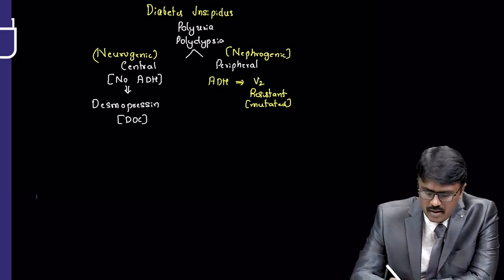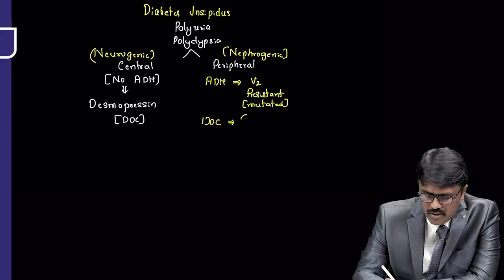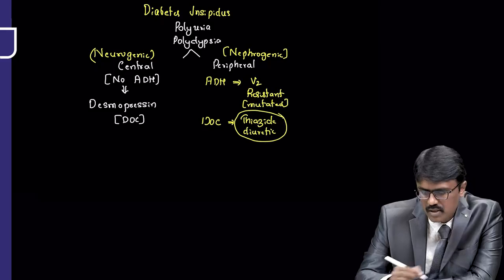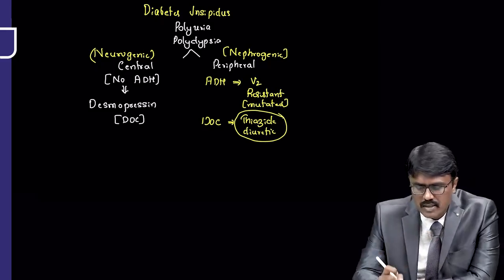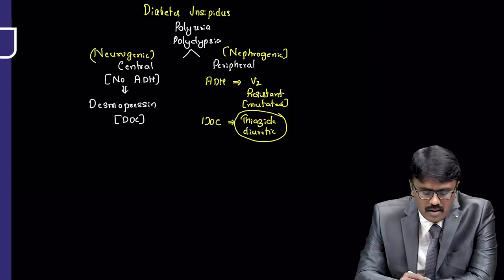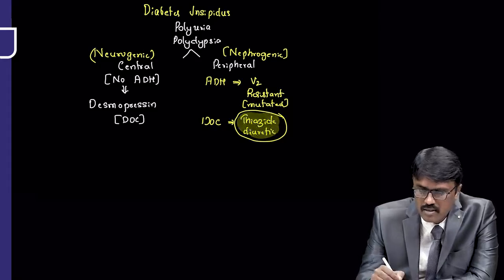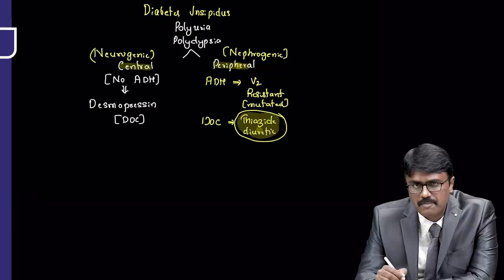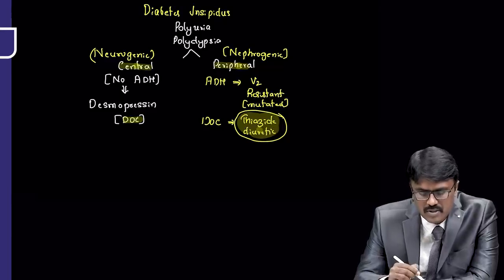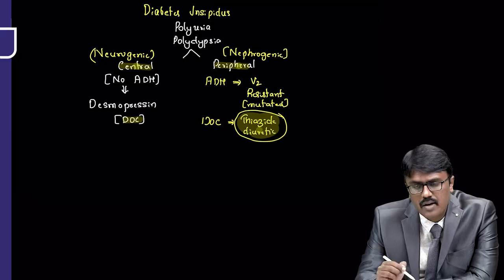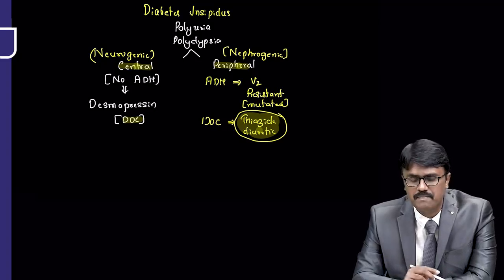So, for peripheral, the drug of choice is thiazide diuretics. Please keep this in your mind. Thiazide diuretics can be used in both peripheral and central, but for peripheral, the drug of choice is thiazide diuretic. For central, the drug of choice is desmopressin. Can I use desmopressin in peripheral? No, because desmopressin is nothing but ADH and it cannot work on V2 because V2 is mutated.